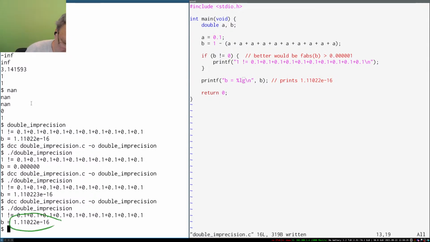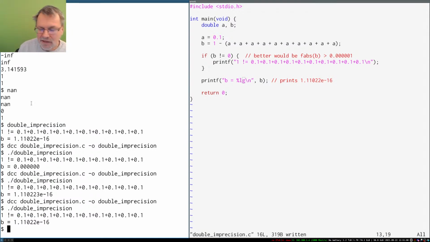But this leaves the question, why did b finish up as a tiny value, 1 times 10 to the minus 16, when it should be 0? I mean, mathematically it should be 0. 10 times 0.1 is 1, 1 minus 1 is 0. Why did we get this very slightly wrong answer? I'm going to cover that at length, but first I'm going to say this again and again.